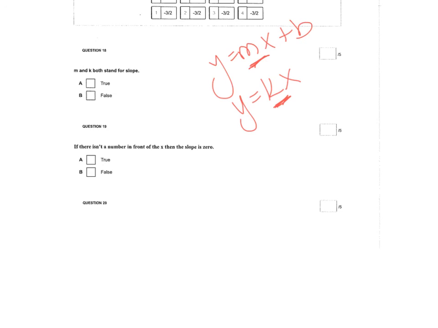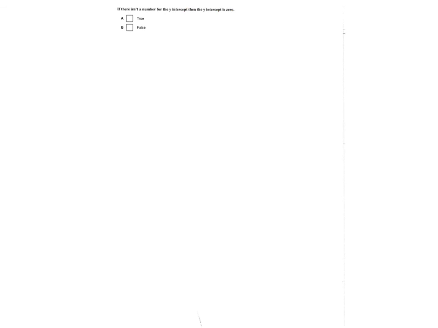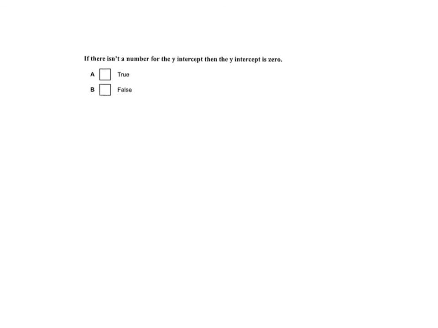If there isn't a number in front of the x, then the slope is 0, true or false. So think about that. If there's no number in front of the x, but there is an x on the paper, how many x's are on the paper? Last one, if there isn't a number for the y-intercept, then the y-intercept is 0. True or false?